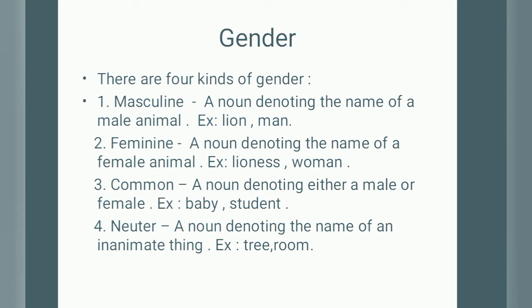Next, we will talk about the fourth one, that is neutral gender. A noun denoting the name of an inanimate thing. Inanimate thing means the thing which does not respond if I apply a force on it, like trees, room. They do not respond. That is why these things belong to the neutral gender.